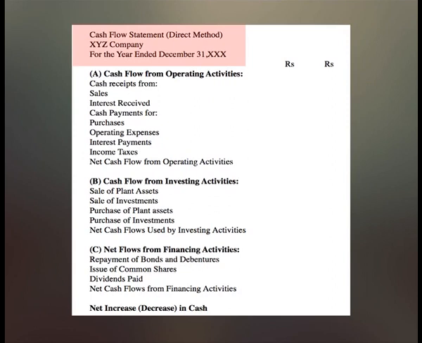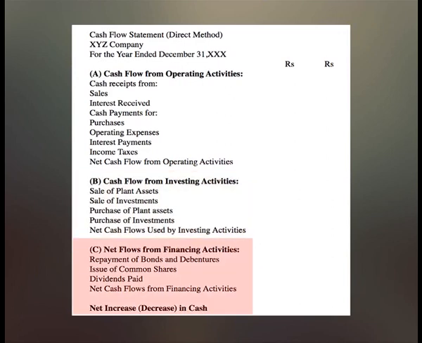So, this cash flow statement is for a company XYZ Limited for the year ending 31st December. First of all, we have cash flow from operating activities, where we have cash receipts from sales, interest received, cash payments for purchases, operating expenses, interest payments, income taxes, which gives us net cash flow from operating activities. Next is cash flow from investing activities, under which we have sale of plant assets, sale of investments, purchase of plant assets, purchase of investments. This gives us net cash flows used by investing activities.